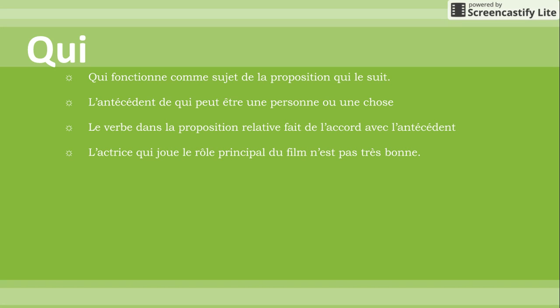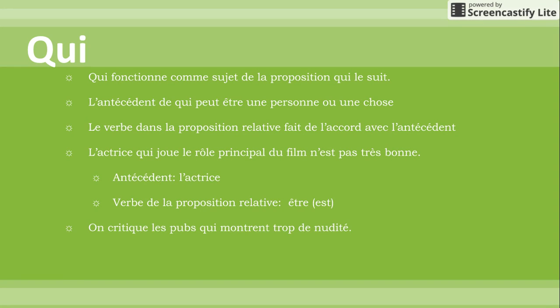Here's an example sentence. L'actrice qui joue le rôle principal du film n'est pas très bonne. Our antecedent is the actress, and the verb that's going to agree with it actually is all the way towards the end. It's the A. It's from être. So the whole idea of the actress who plays the principal role in the film, the main role, isn't very good. She isn't. We have all this extra information in the middle.